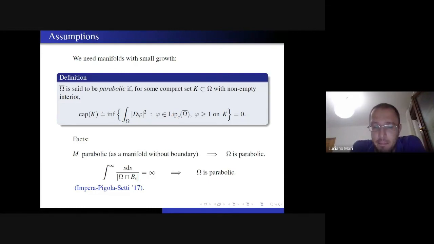Facts: if you have a parabolic manifold without boundary, every subset with smooth boundary, we always talk about smooth boundary, is parabolic. By the very definition, restricting every compactly supported Lipschitz function on M to omega bar. And we have the same classical volume growth condition. If the area of omega inside a ball does not grow faster than quadratically, r squared, then the domain is parabolic.